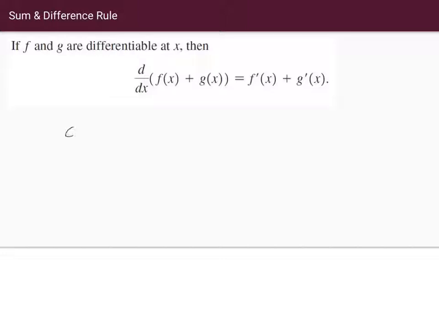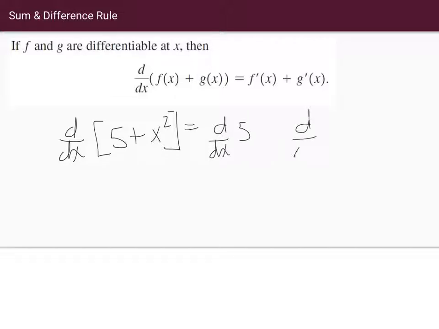So this means that if I want to take the derivative of 5 plus x squared, this rule says that first I should take the derivative of 5, then I should take the derivative of x squared, and then I should add the results. So I know the derivative of 5 is 0, and then we know that the derivative of x squared is 2x. We add the results together, and we see that the derivative of 5 plus x squared is equal to 2x.